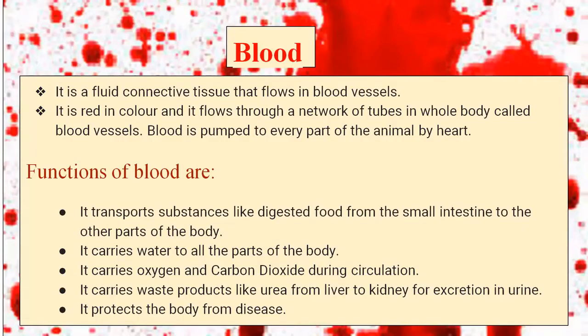Blood is a fluid connective tissue which flows throughout our body and transports different substances like digested food. It carries water, oxygen, carbon dioxide, and waste products. It also helps in protecting us from different diseases. It helps in maintaining the temperature of our body, and there are other functions also.